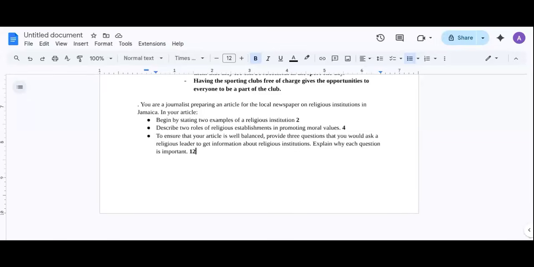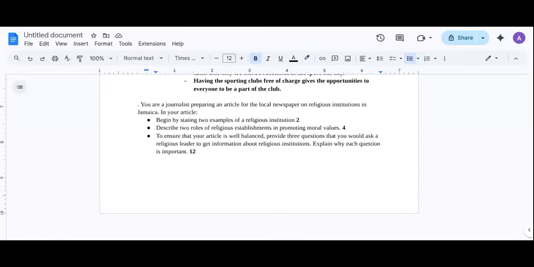Religious institutions also help to promote good moral values. One way they do this is by teaching people the difference between right and wrong through sermons and lessons. This helps individuals learn values like honesty, respect, and responsibility. Another way is by encouraging people to live good lives by showing kindness, forgiveness, and discipline. These teachings can help reduce bad behavior and encourage people to make better choices.